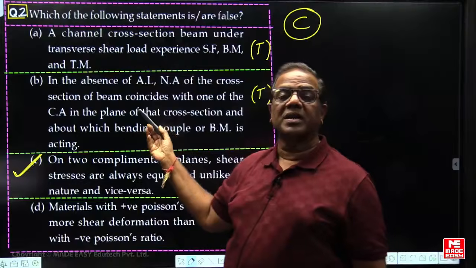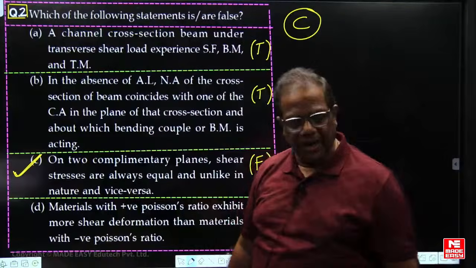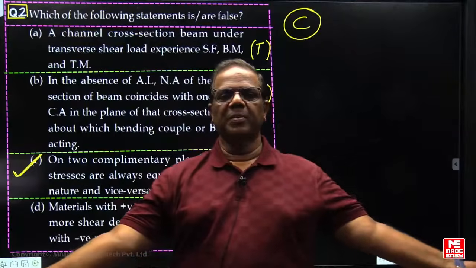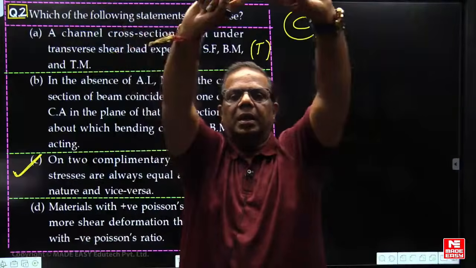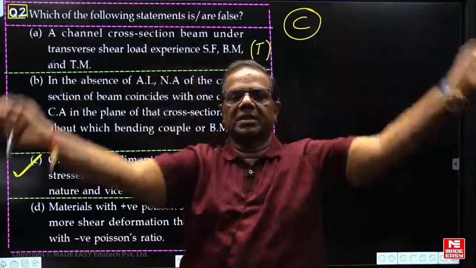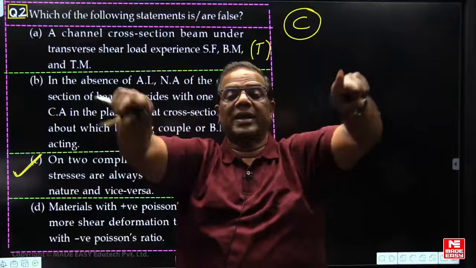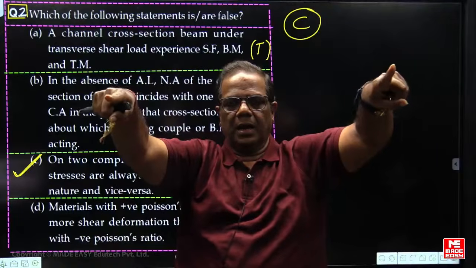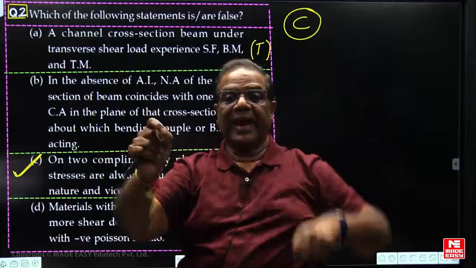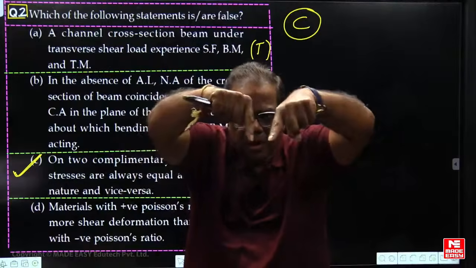Because it is not symmetric about VCA. It is symmetric about only HCA. Next, if the beam is subjected to vertical bending, means these couples are acting in which plane? The vertical plane, means about HCA. The neutral axis coincides with HCA. HCA stands for horizontal centroidal axis.